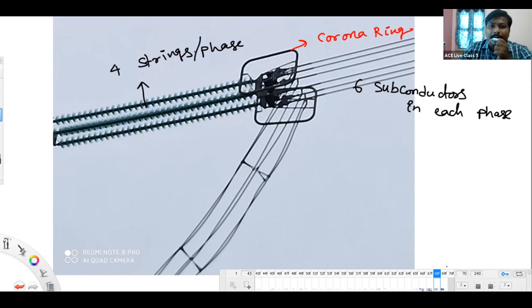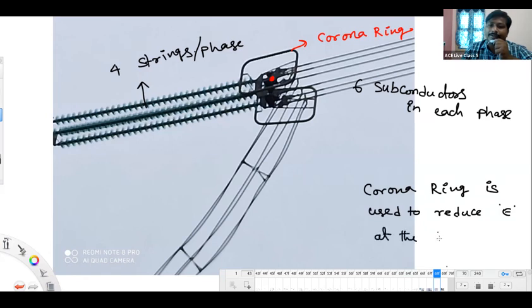What I am saying is, at this point, field intensity is very, very high. To reduce that field intensity, we connect a ring of this type to this point so that the charge gets distributed on the ring, and the field intensity is reduced. So the corona ring is used to reduce electric field intensity at the junction points. Sometimes we can also call it a guard ring if you want.